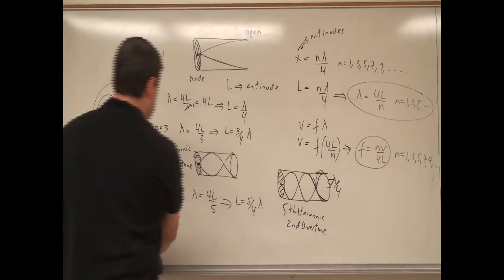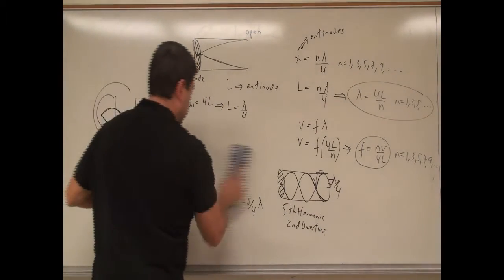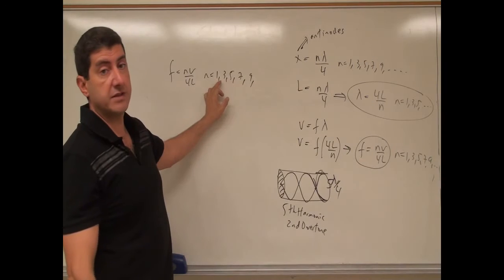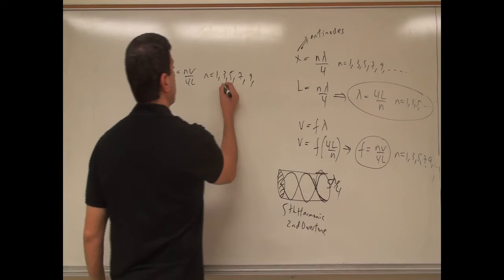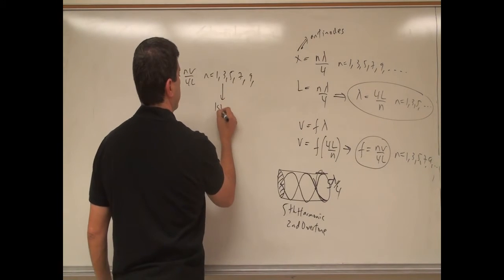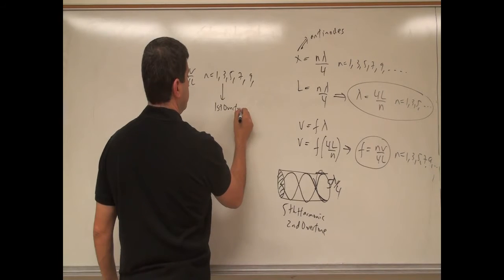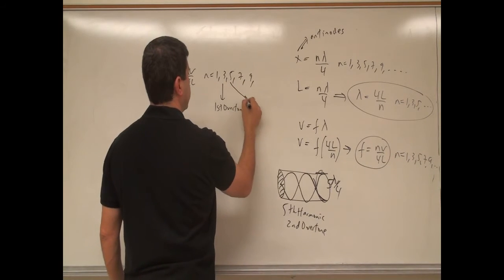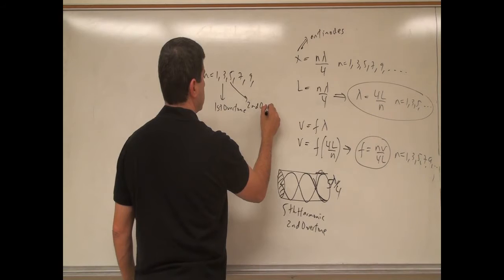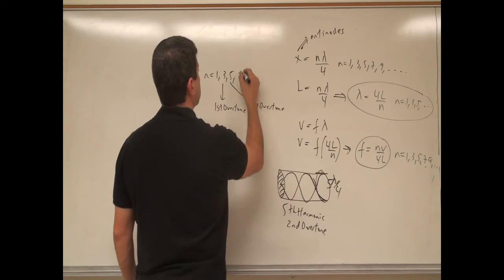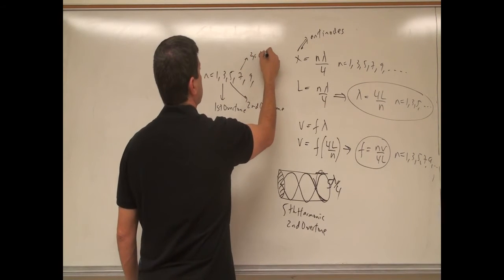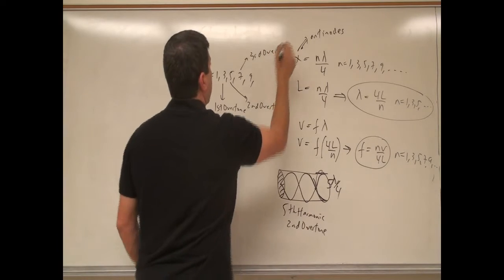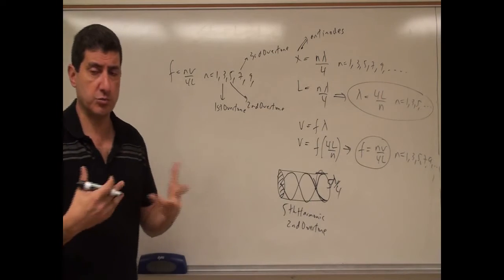So summarizing the frequencies for this kind of pipe, the way that the overtones go is that n equals 3 is the first overtone, n equals 5 is the second overtone, and n equals 7 is the third overtone. There are instruments that work like this.